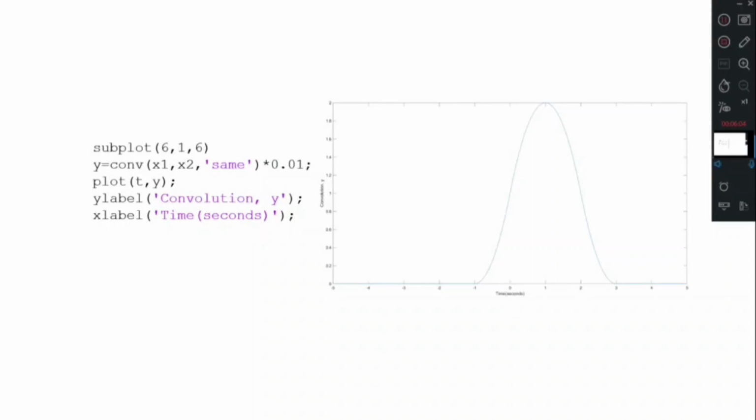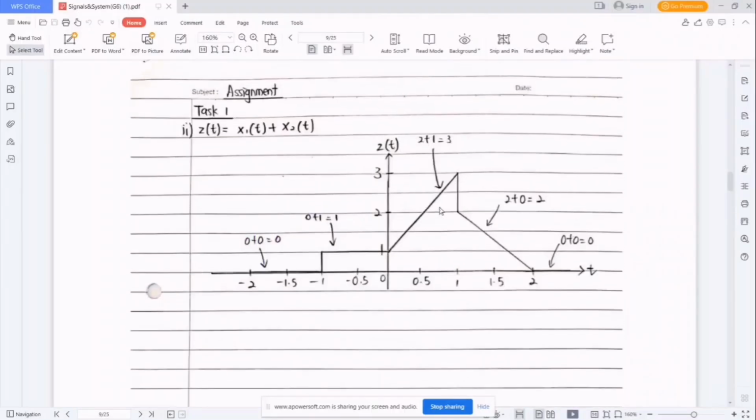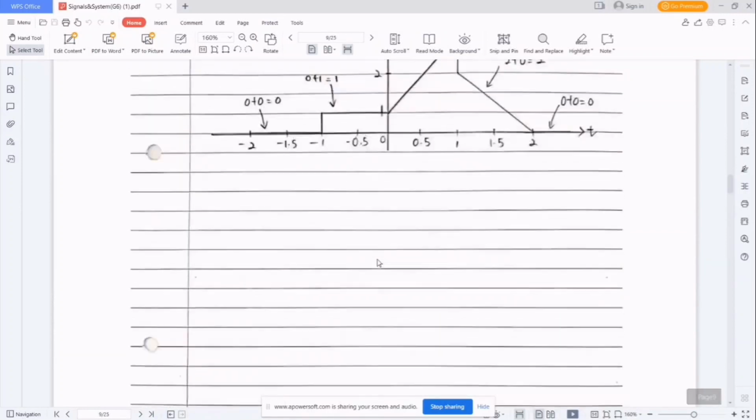I will have my teammate Yueyang explain them. Hi everyone, my name is Koo Yueyang and I would like to discuss task 1 part 2 and task 2 part 2. From task 1 part 2, the question asks to find z(t) from x1(t) plus x2(t). From the graph given, we can get this is x1(t) and this is x2(t). So x1(t) is a triangular wave and x2(t) is a rectangular wave.